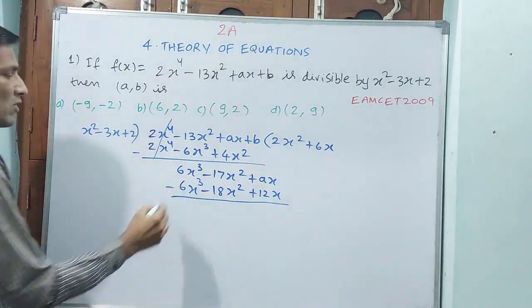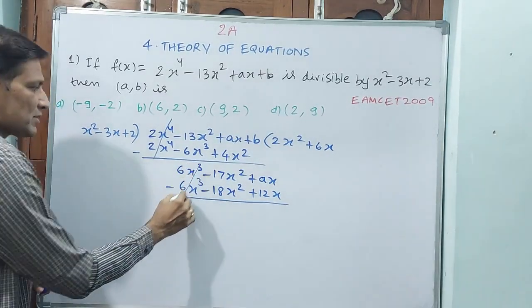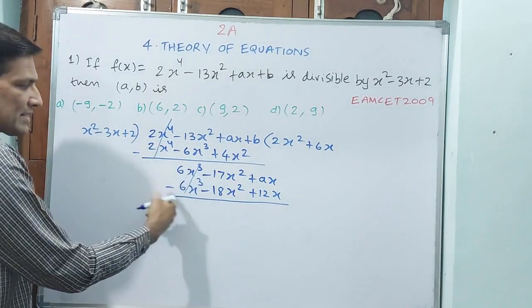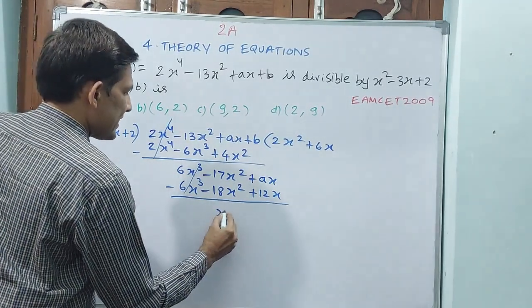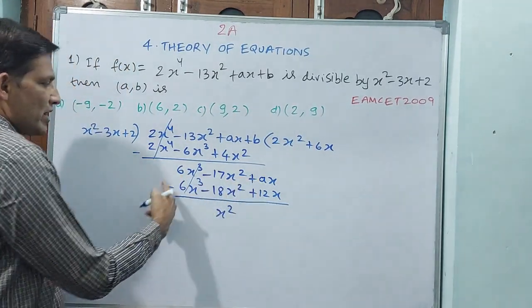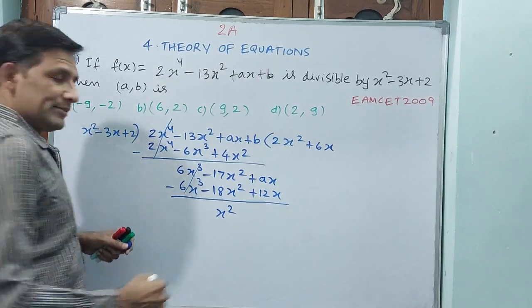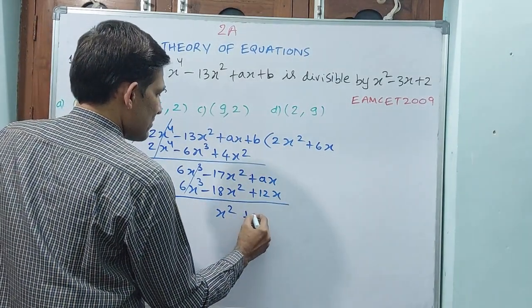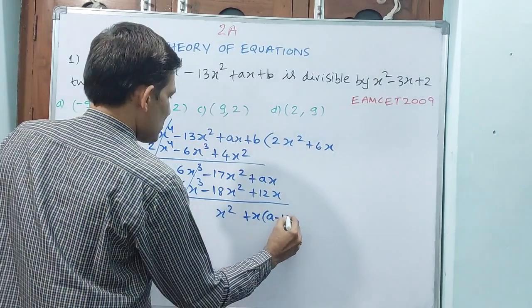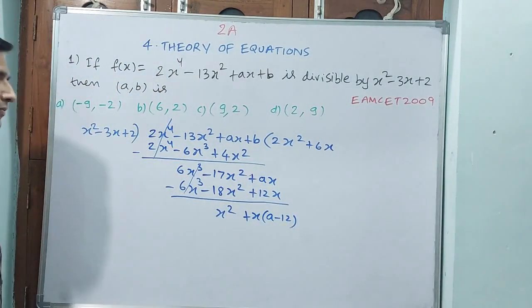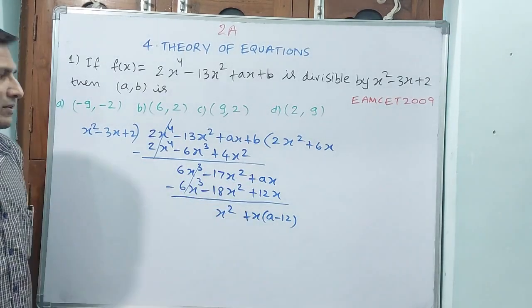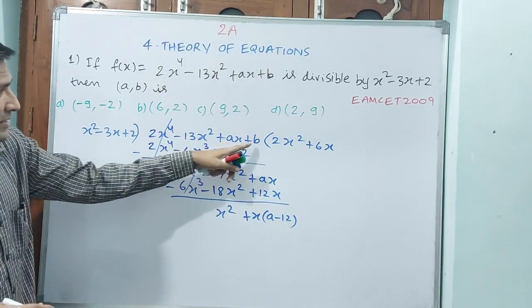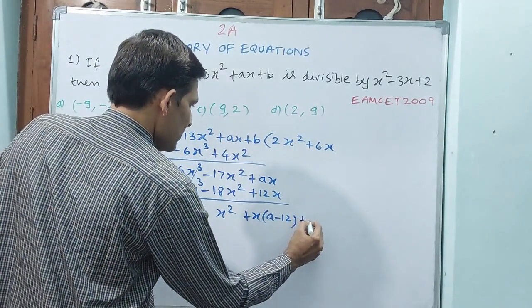Okay, now again you have to subtract. 6x cube going to get cancelled out. See, minus 17 plus 18, plus 1 x square. Ax minus 12x. Shall I write like this? Plus x I am taking a minus 12. Okay? A minus 12. Why? Because a minus 12. Over, no. Again you have to bring this plus b. Then bring a plus b.